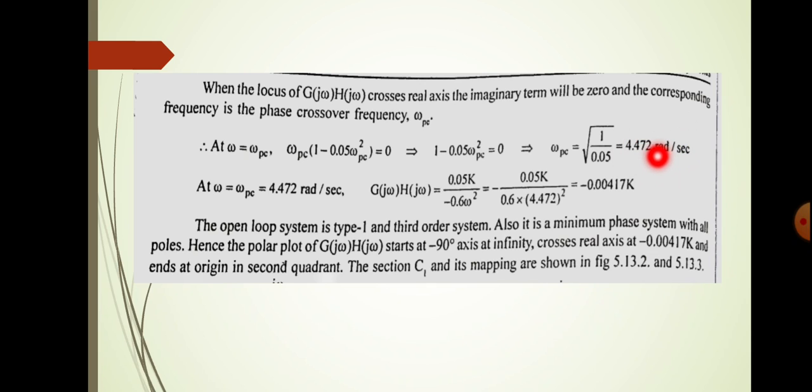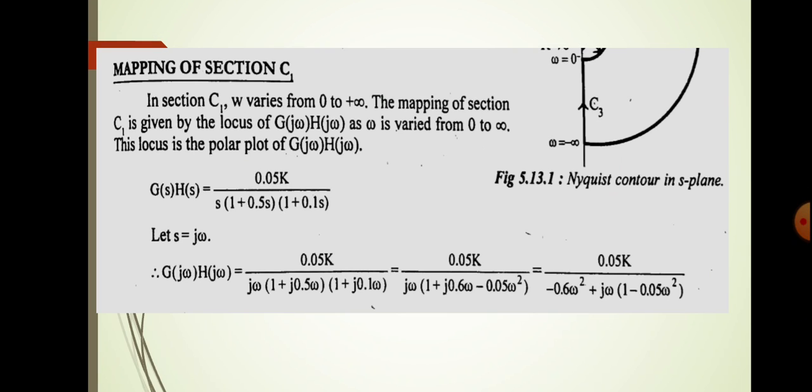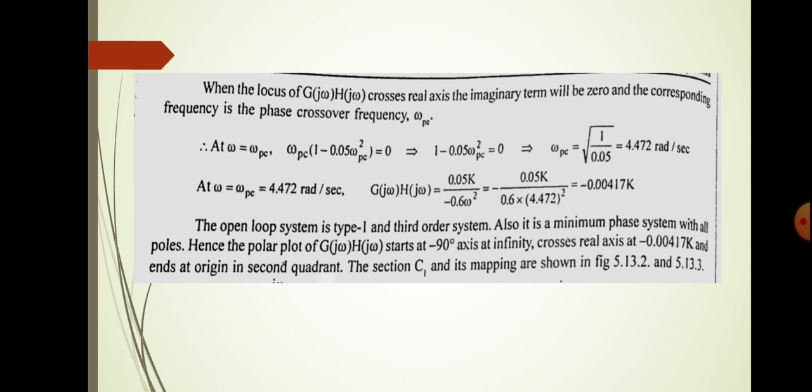Okay. When we substitute this 4.472 in this G of s and H of s, we will get G of j omega and H of j omega equal to 0.05k divided by minus 0.6 omega square. Instead of omega square, we are substituting 4.472. So at omega equal to omega pc, we will get minus 0.00417k. That is the value of G of j omega and H of j omega.